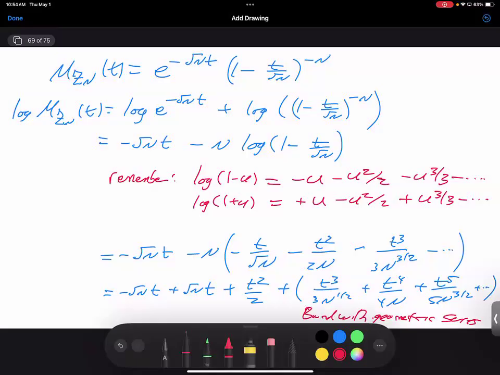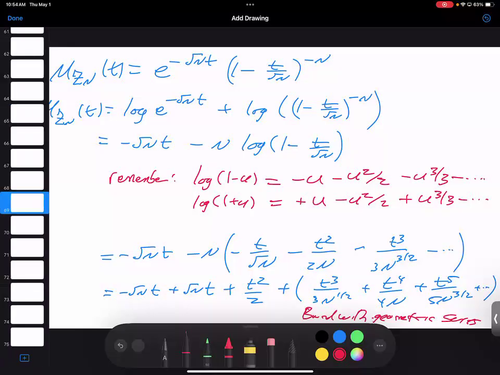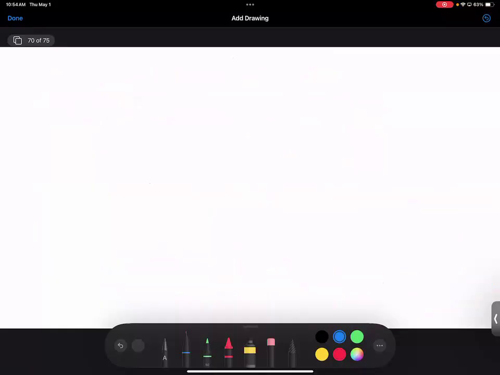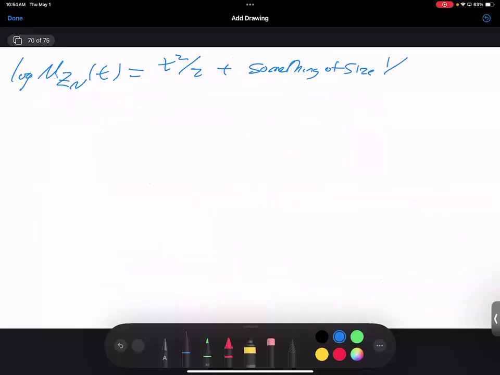So just pull out a t squared, and then it's going to look like t over square root of n. Those extra 3, 4, 5 just make it converge a little bit faster even, so it's not a problem. Okay, square root of nt plus square root of nt is 0. So we get the log of the moment generating function of Zn of t is t squared over 2 plus something of size 1 over square root of n.